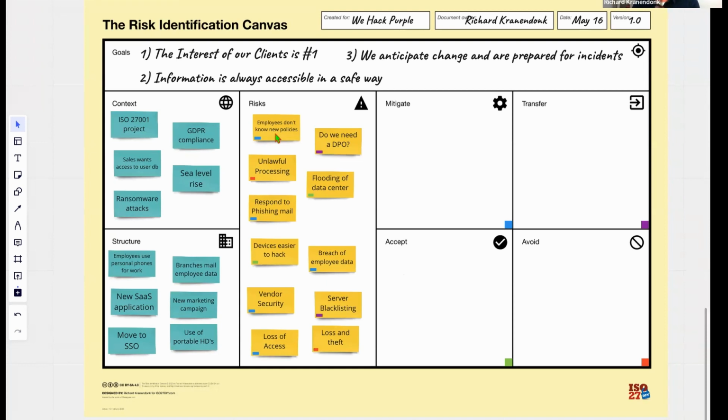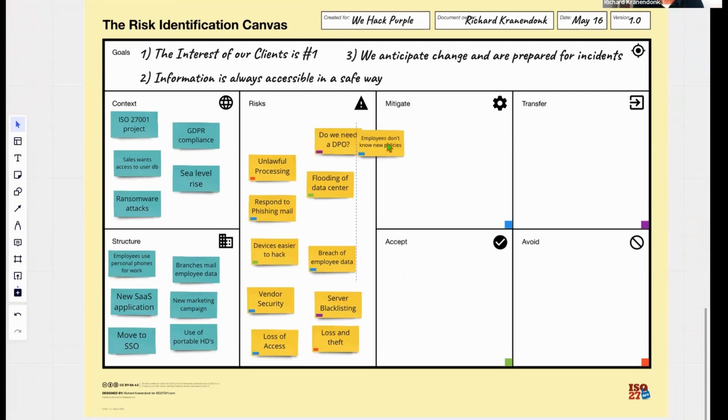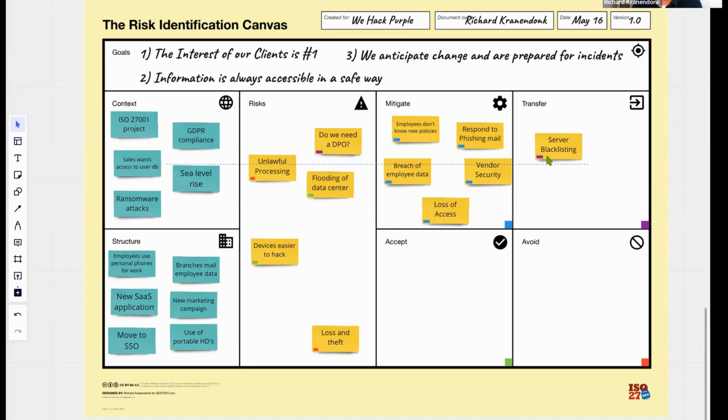To keep me from confusing stuff, I color coded it. That's normally not what will be on the post-its. These are the risks that the team we're now working with feels they should and can deal with themselves. So we move them to this square. Then there are risks that they cannot deal with themselves. They move them to the transfer area.